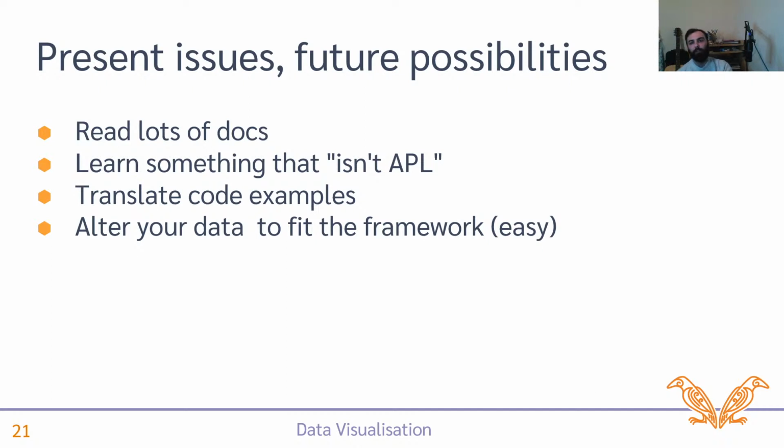Right now, with SharpPlot and Vega, you do have to learn something that's a framework or something that isn't APL, and then spend a lot of time translating code examples. And also, I thought I'd mention, you've got to alter your data to fit the framework. But as we know, in APL, that's definitely the easy part.